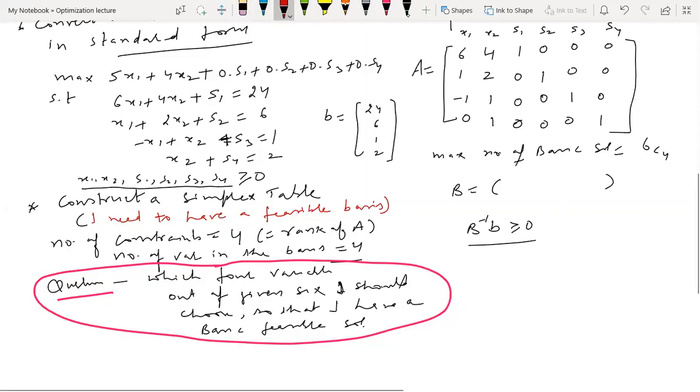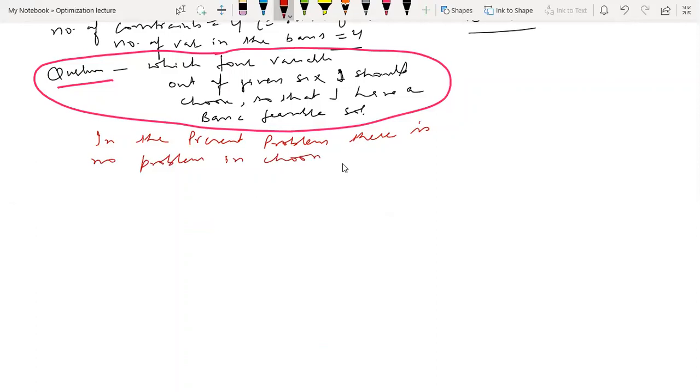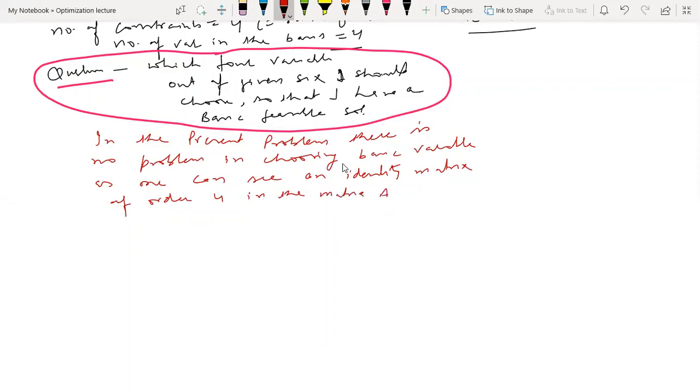So you see, in the present problem, there is no problem in choosing basic variables, as one can see an identity matrix of order 4 in the matrix A. So I should say identity submatrix, right? Because I need to choose 4 variables.